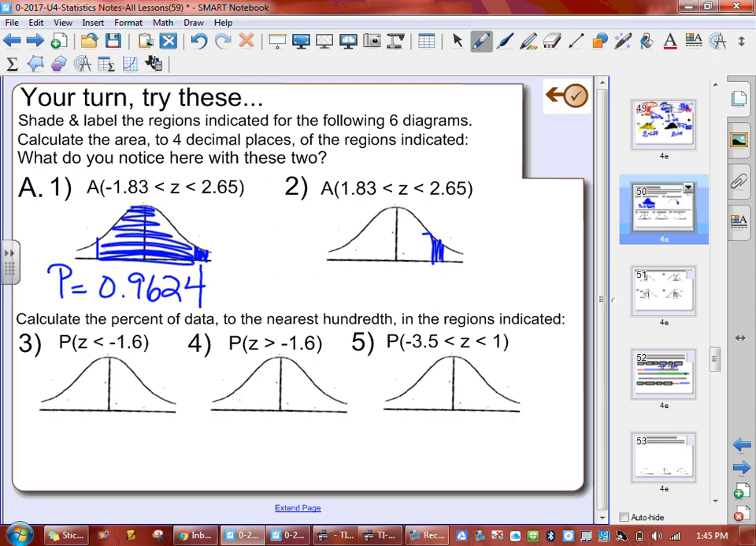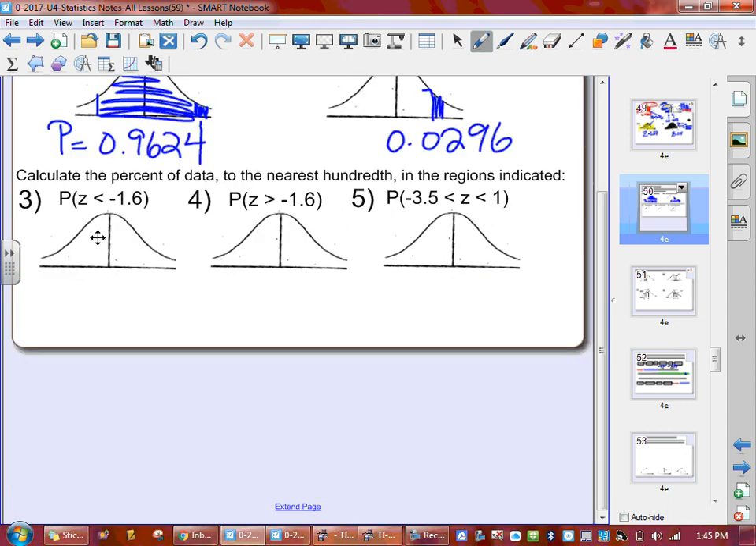Moving up, this one says shade to the left at negative 1.6. Well, negative 1.6 is around there. So we're going to shade left. So we're going to go second bars, number 2, normal CDF. Our outer boundary is negative 5. So it's negative 5, comma, negative 1.6. And we're going to get an area of 0.0548. It's again a tiny, tiny region. Okay, so make sure you got it shaded correctly.